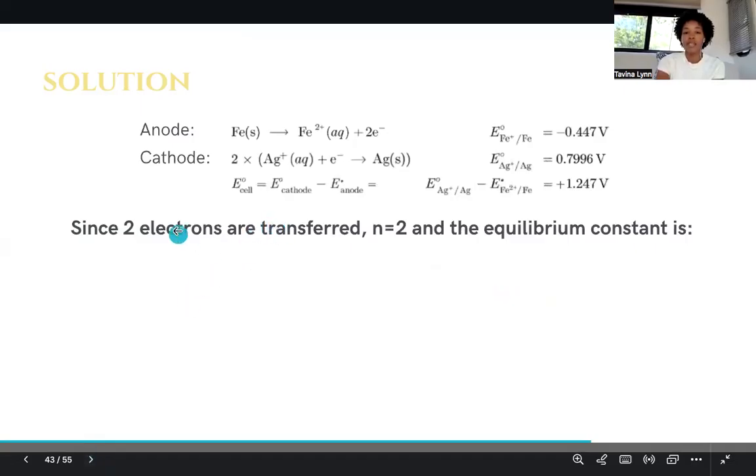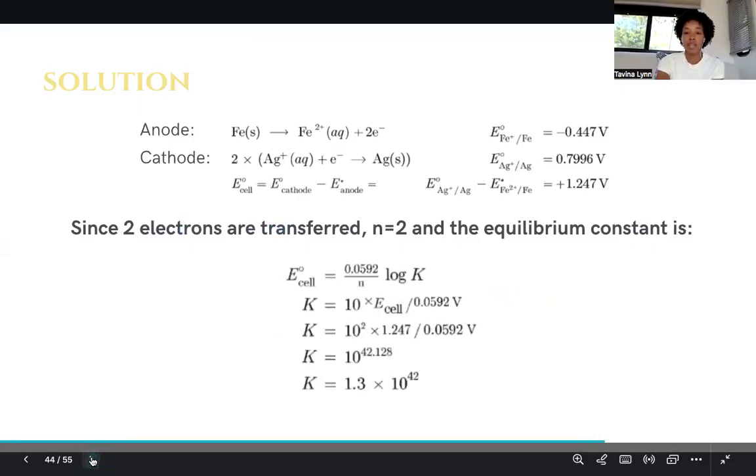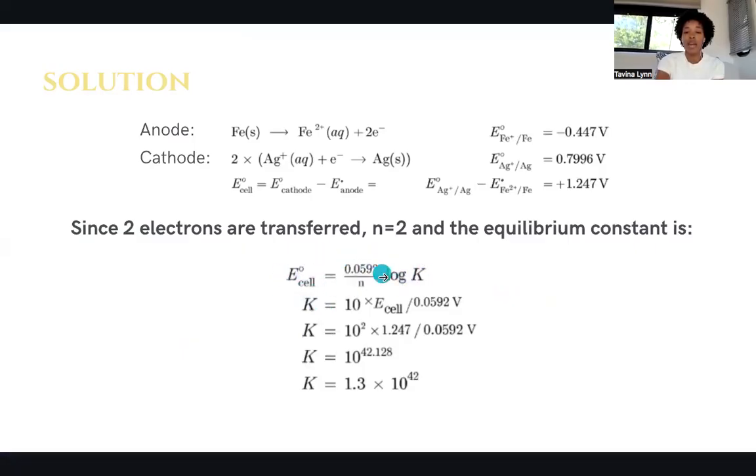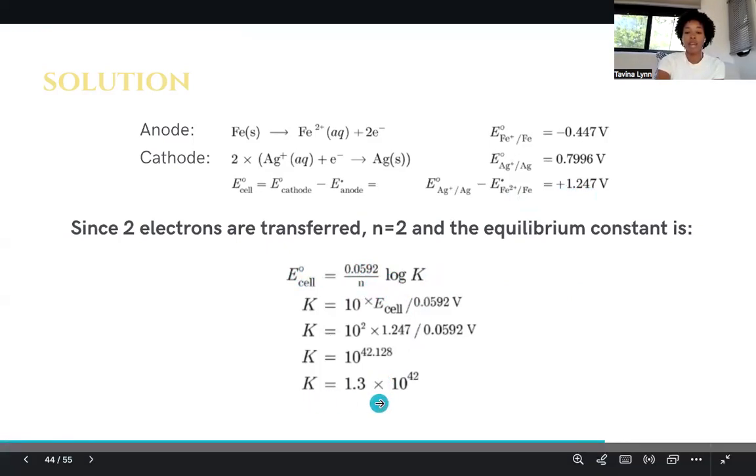So since 2 electrons were transferred, n is equal to 2, and we can determine the equilibrium constant using this equation here, right? We can use this equation because the temperature is 25 degrees Celsius. And we've calculated our standard cell potential here, so we just plug that in. We plug in 2 for n and we solve for K. So when we solve for K, we get 1.3 times 10 to the 42, a very large K value.